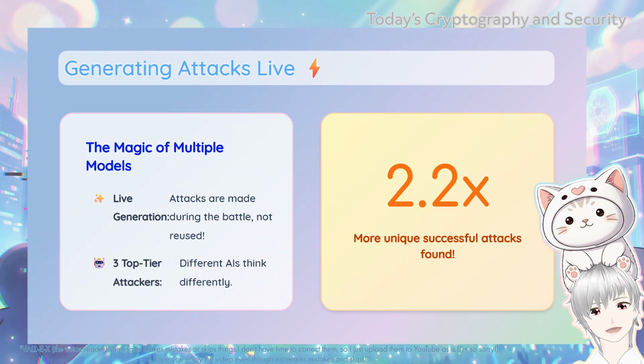Comparing this to other technologies, most existing safety benchmarks use a fixed attack pool. Even when they use LLMs to generate attacks, they usually generate them once, save them, and use them. But this new benchmark generates attacks live during the battle. Plus, they found that using 3 different top-tier attacker models covers up to 2.2 times as many unique successful attacks compared to just using the single best attacker. That means different AI models think of different ways to break in, which is totally wild to think about.